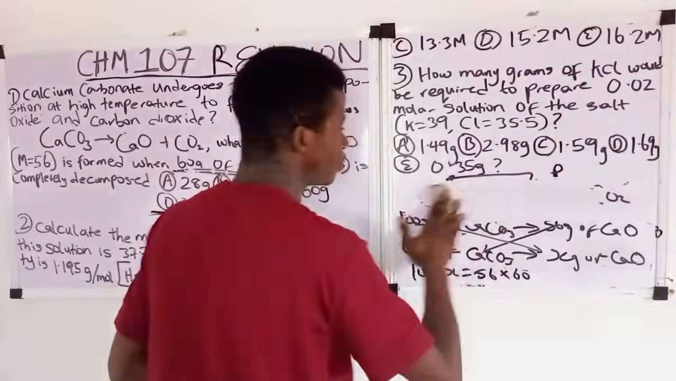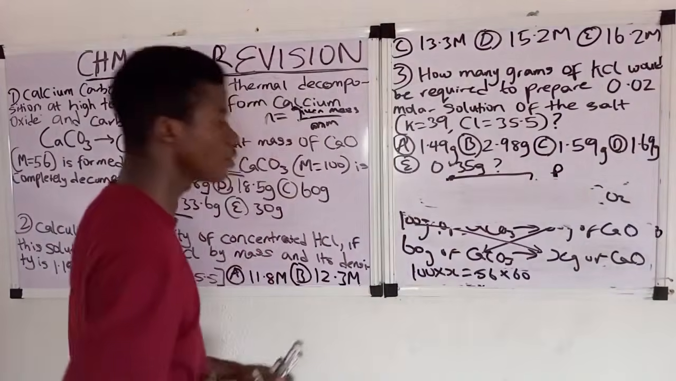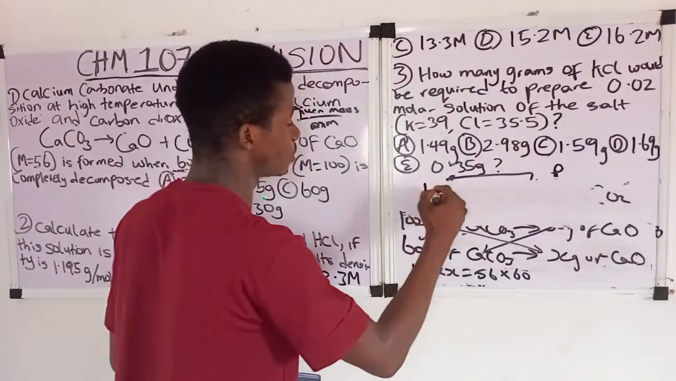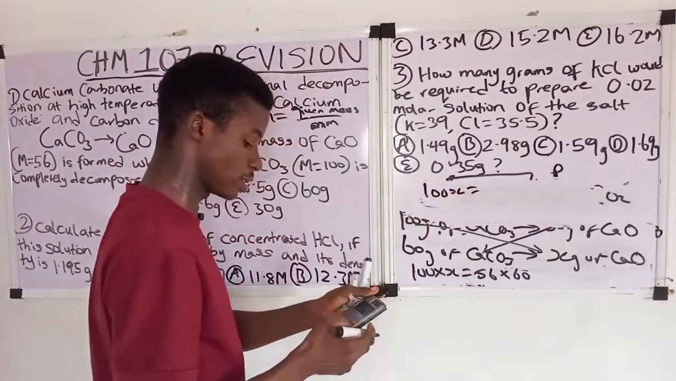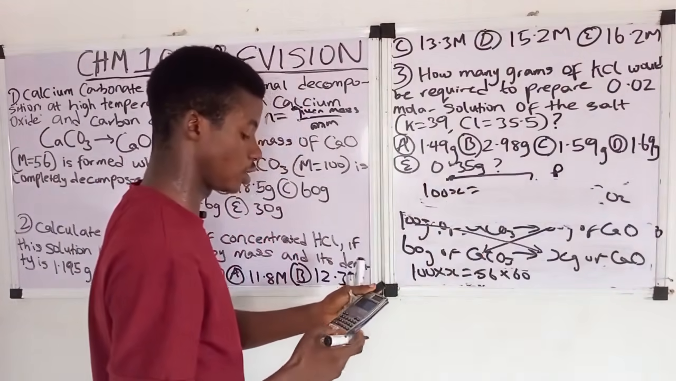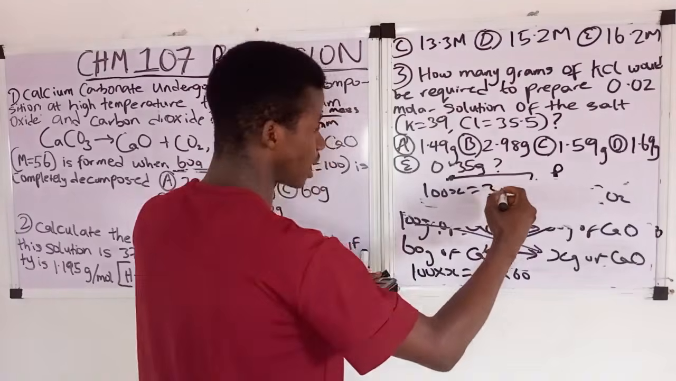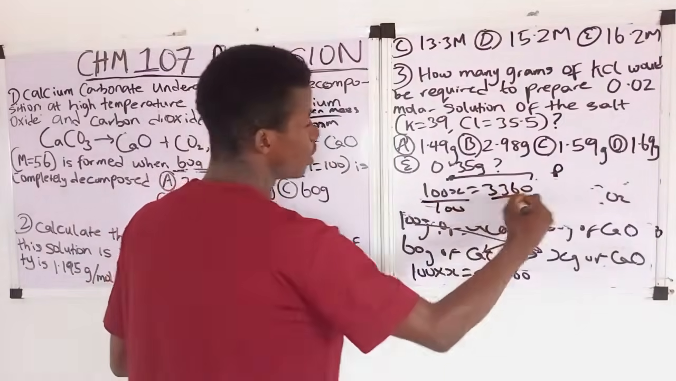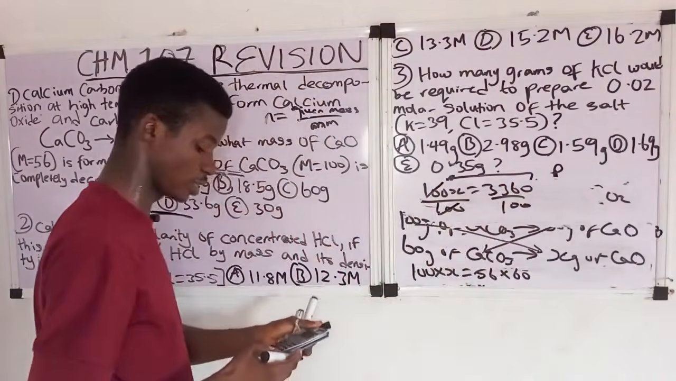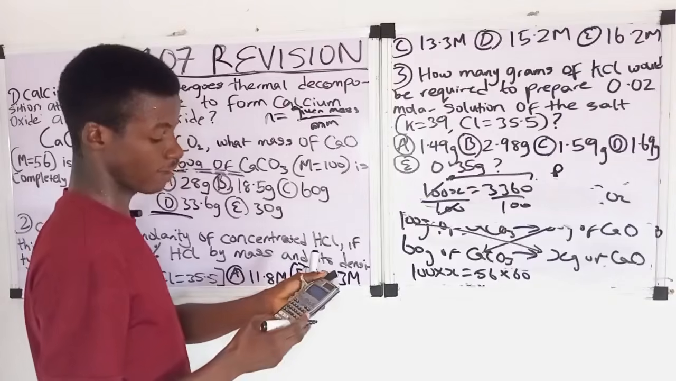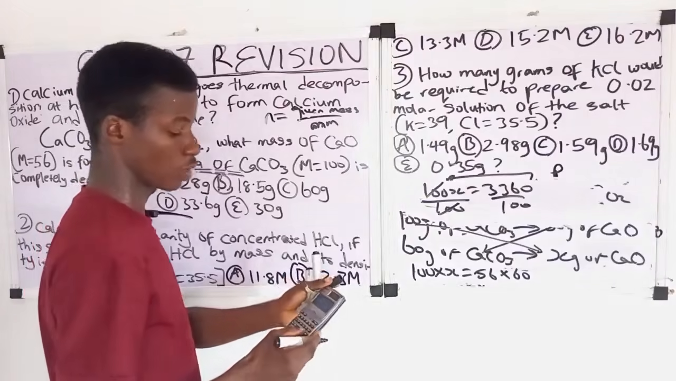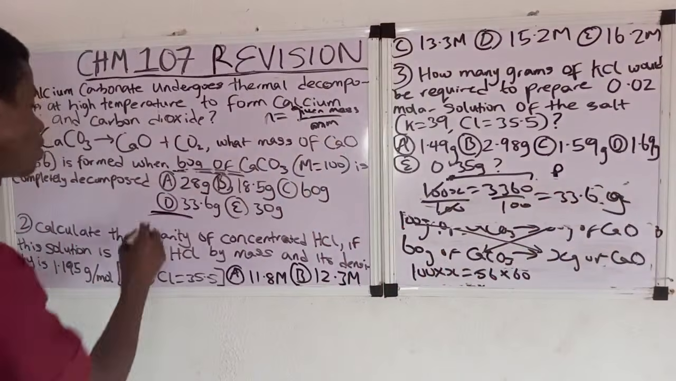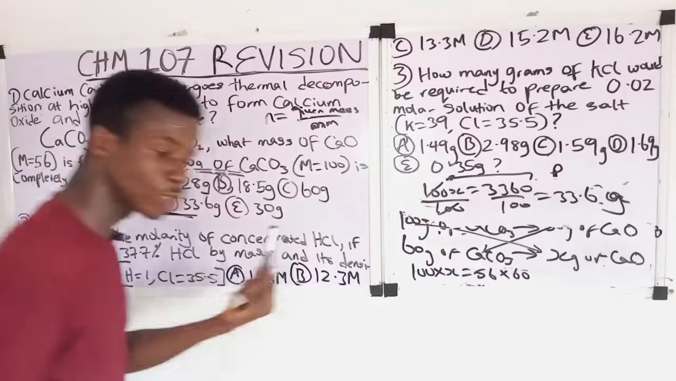Okay, so if we continue, 100 times S is 100S, right? Then 56 times 60 is 3,360, right? Yes, we are looking for S, so divide both sides by 100. 3,360 divided by 100 will give us 33.6 gram. Therefore, the answer is D. Okay, yes.